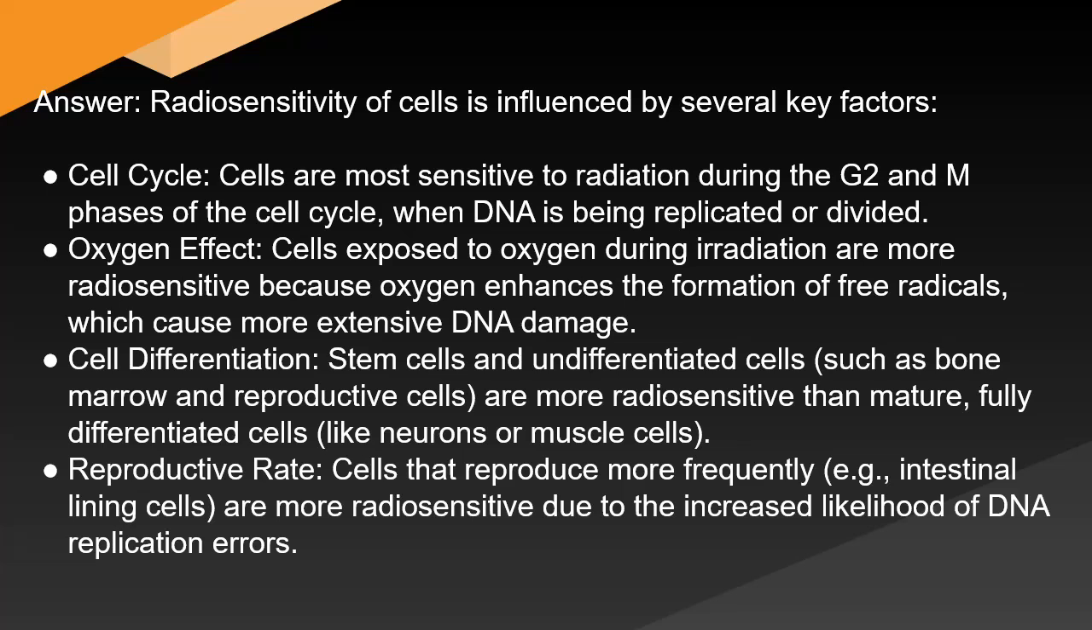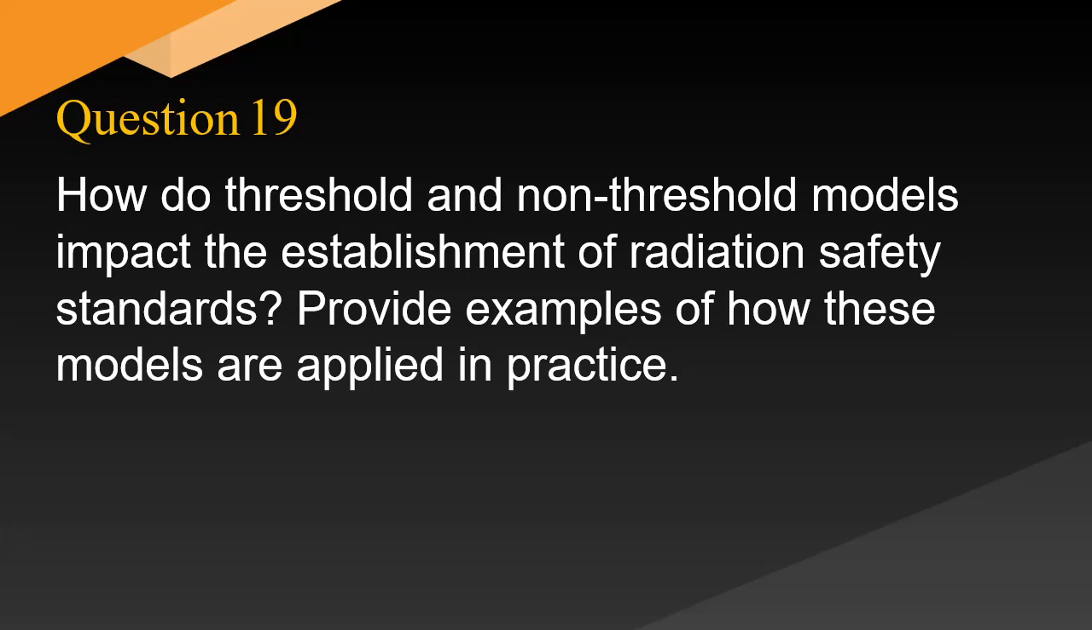Cell differentiation. Stem cells and undifferentiated cells, such as bone marrow and reproductive cells, are more radiosensitive than mature, fully differentiated cells like neurons or muscle cells. Reproductive rate. Cells that reproduce more frequently, e.g., intestinal lining cells, are more radiosensitive due to the increased likelihood of DNA replication errors. How do threshold and non-threshold models impact the establishment of radiation safety standards? Provide examples of how these models are applied in practice.